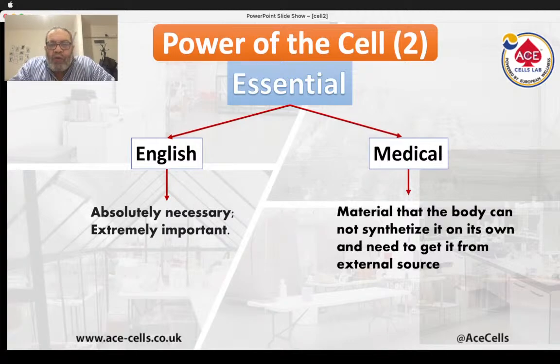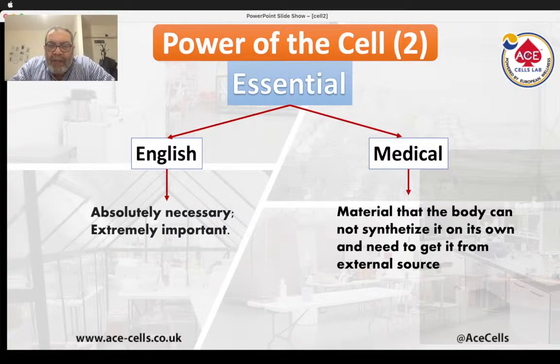Let's talk about glucose. Is glucose essential or not? From the English meaning, it is essential. However, if I do not eat some carbohydrates or some material containing glucose, the body can transform some amino acids and some fat in my body into glucose in a process we call gluconeogenesis. So, from the medical point of view, glucose is not essential. But as it is absolutely necessary and extremely important, it is important.